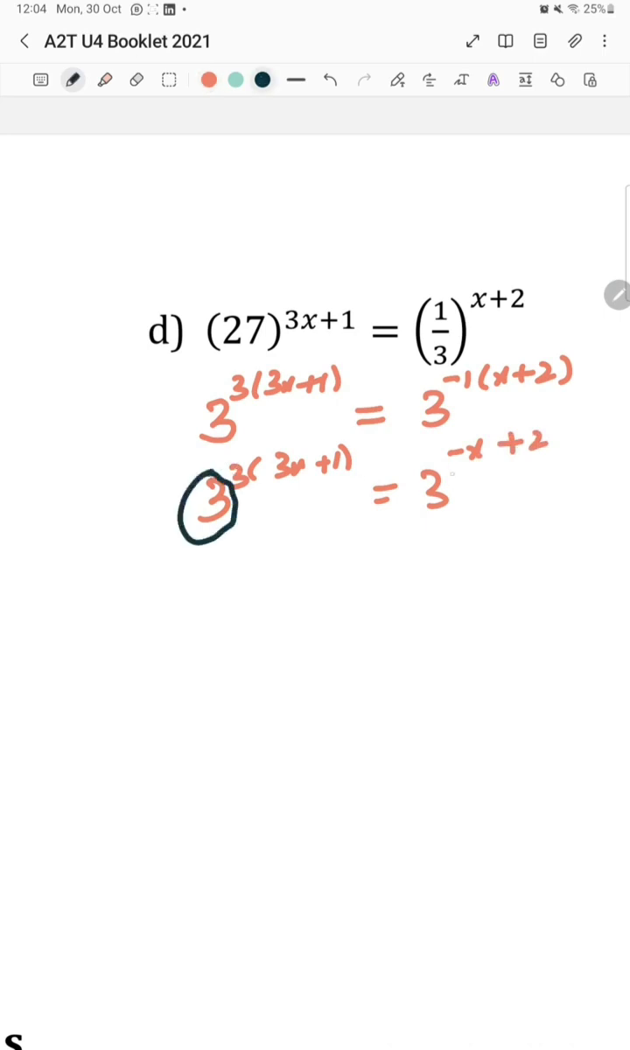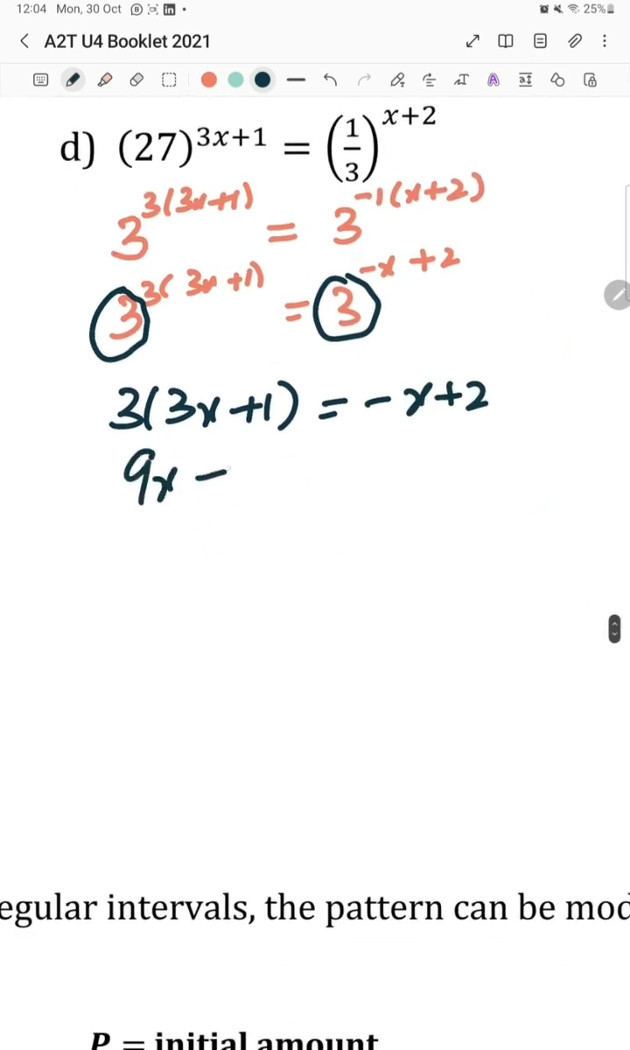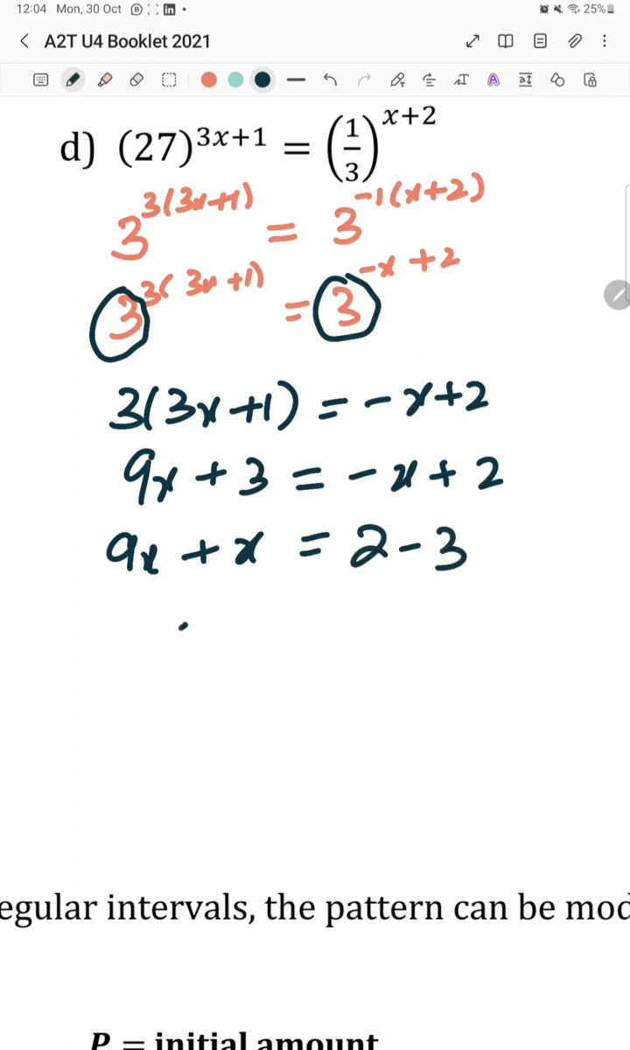Here it is 3, here it is 3. When the bases are the same, we can make the exponents equal: 3 times 3x plus 1 is equal to minus x plus 2. So 9x plus 3 is equal to minus x plus 2. 9x plus x is equal to 2 minus 3. 10x is equal to minus 1, and x would be equal to minus 1 by 10.